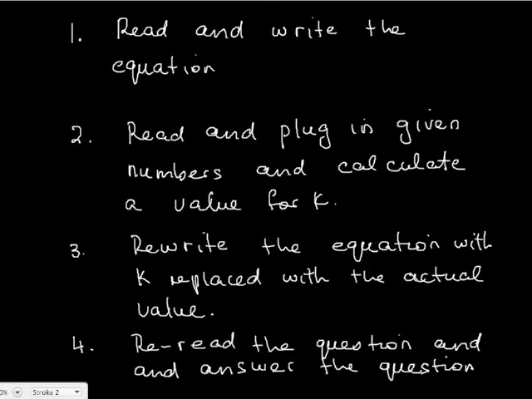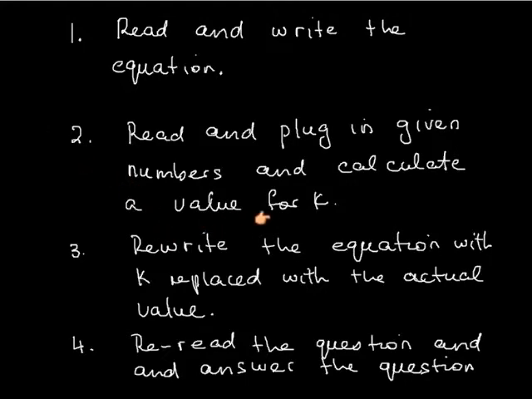Variation problems can be best handled by breaking your steps down into 4 categories. First, you read the question and write the equation using the definitions we've just learned. Then you want to read the question again and look to see what numbers are given and plug in the numbers that you are given into the equation.